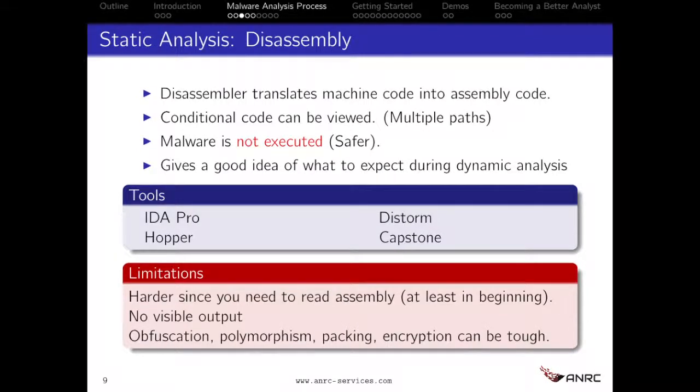Disassembly translates the machine code, which is the native language that your processor understands, into human-readable assembly code. This technique has several advantages. One of which is that you can see the entire view of what the malware could possibly do. So you'll see the decision structure, the different paths it can take, and follow each of them to figure out what's going on. And it also helps you map out the malware so you know what to focus on when you're doing your dynamic analysis.